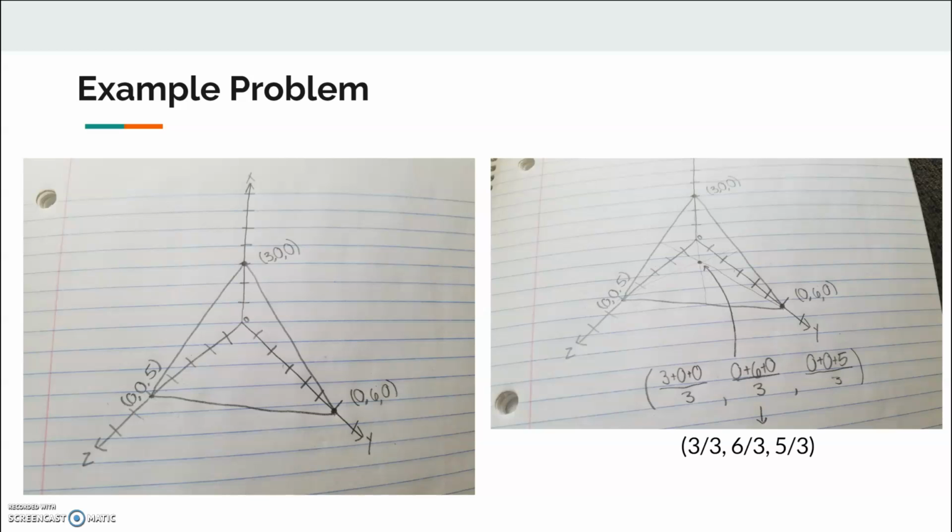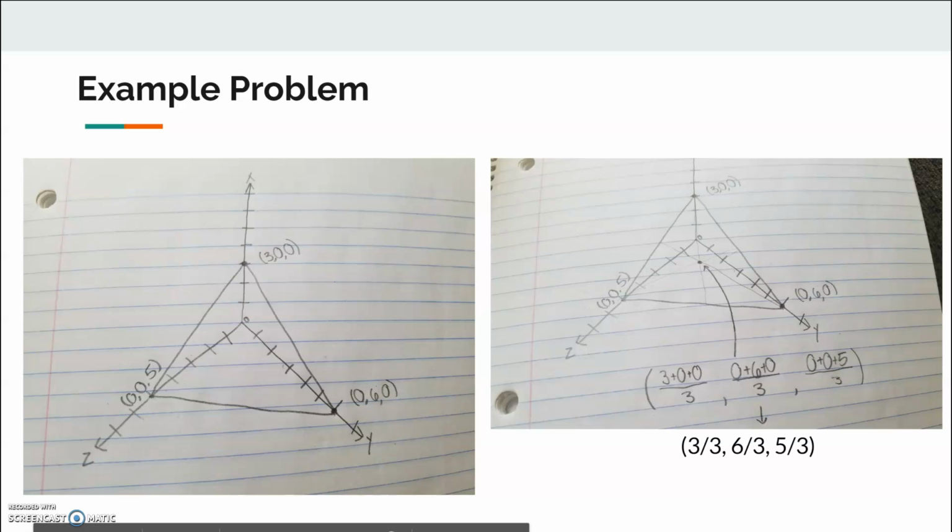Now for an example. Say we have a triangle whose coordinates are (3, 0, 0), (0, 6, 0), and (0, 0, 5). So we draw all three medians and find the centroid. Now, to find the coordinates of the centroid, we find the average of all three vertices.